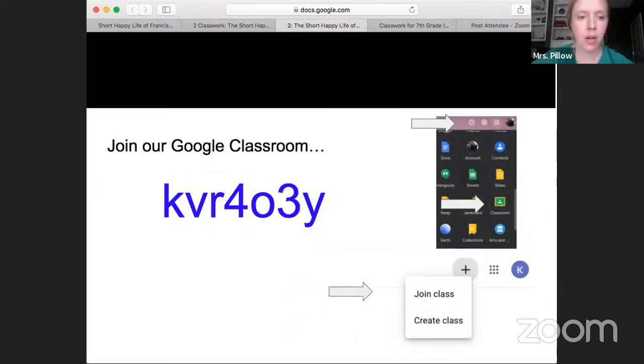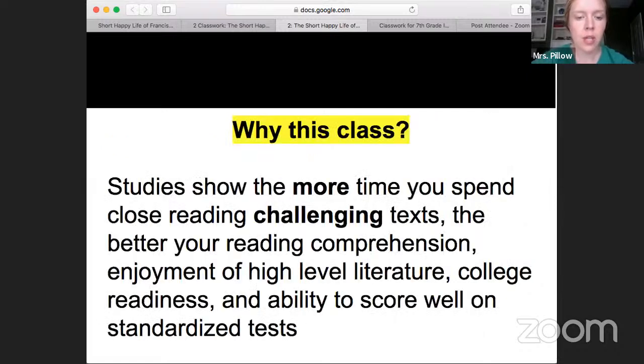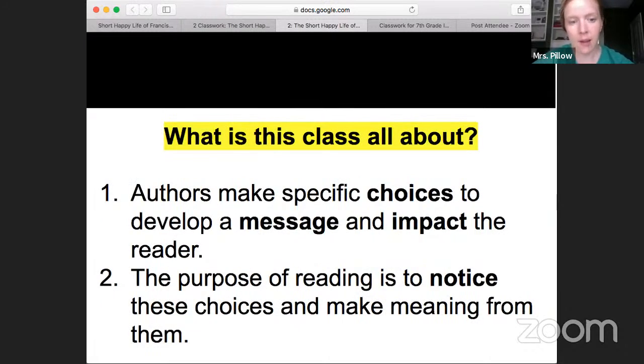Okay, Johan, you are in our Google Classroom. We talked last week about how the more time you spend reading challenging texts, the better your reading comprehension gets. We are doing a lot of work this week noticing choices that authors are making. Last week, we noticed choices that Hemingway made around characterization. Do you remember the clothing that we talked about?